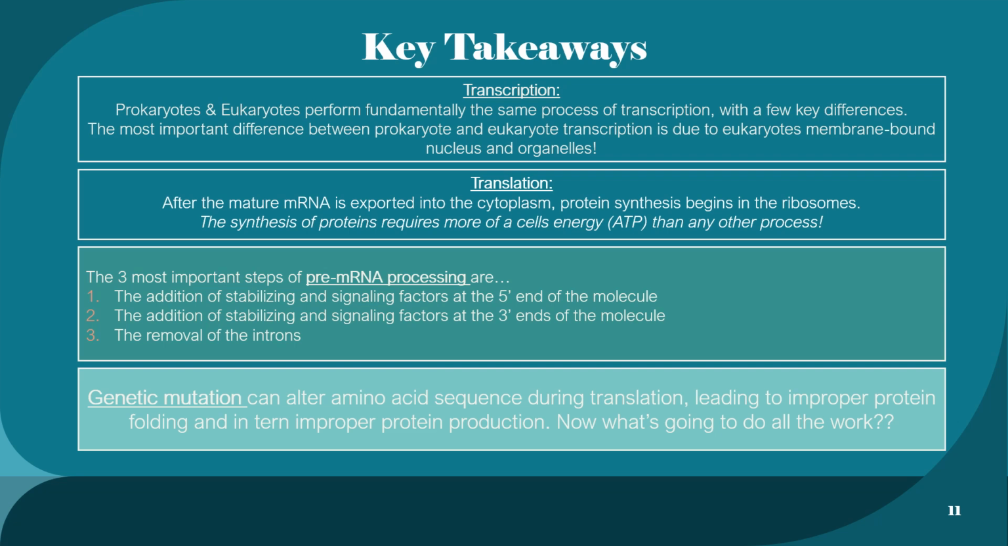And then lastly, mentioning again that genetic mutation can alter amino acid sequence during translation, leading to improper folding and in turn improper protein production. So if we don't have the proper folding or protein production, who will do all of the work for us? Genetic mutations can cause issues like this when going through these processes. And we've talked previously about mutations in other slideshows as well. So if you want to know more information, go back a couple of slideshows and you'll learn about genetic mutation in depth.